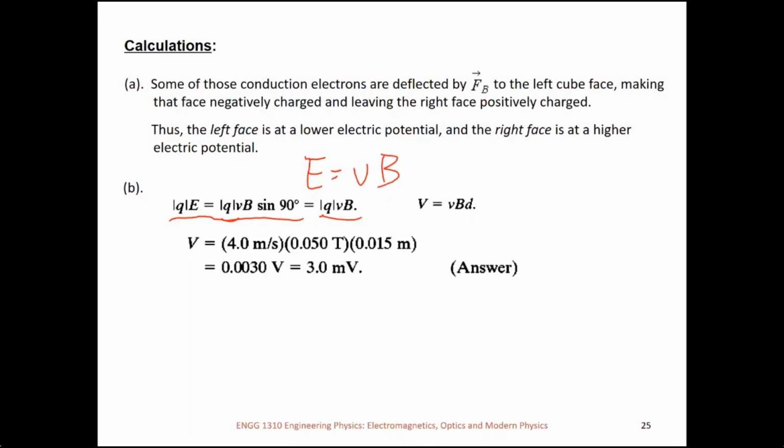At the same time, the voltage equals ED. Then we can replace the E with VB, so it directly equals VBD. For all these three parameters, we know the numbers, so we can just put the numbers in and make a calculation, which is eventually 3 millivolts.